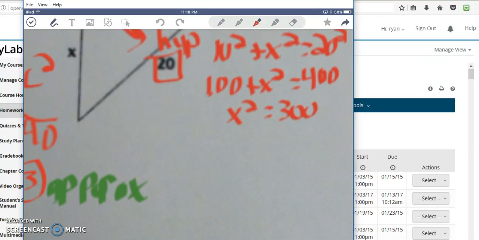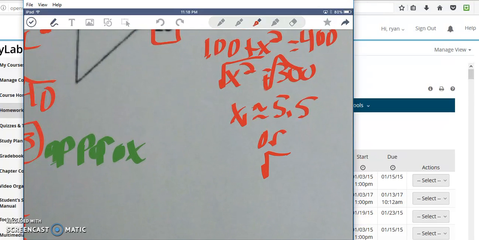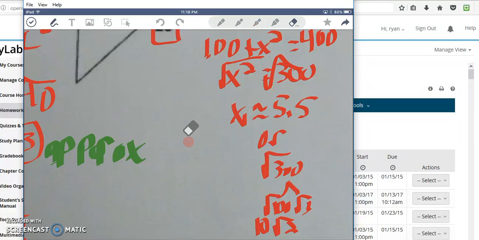By the time we subtract 100 from both sides, we end up with x squared is equal to 300. So if you actually took the square root of 300 in your calculator, you'd end up with x is approximately 5.5, or if you did the exact, you have the square root of 300, and you can take the square root of 100 times 3. Square root of 100 is 10. Radical 3 we can't do, so that's just going to be the square root of 3.